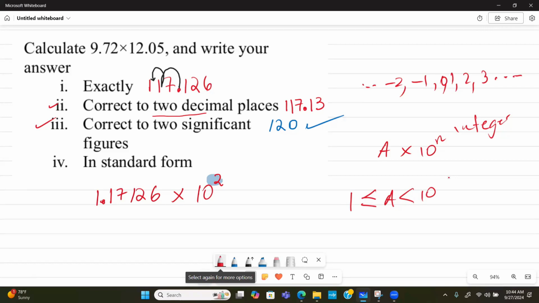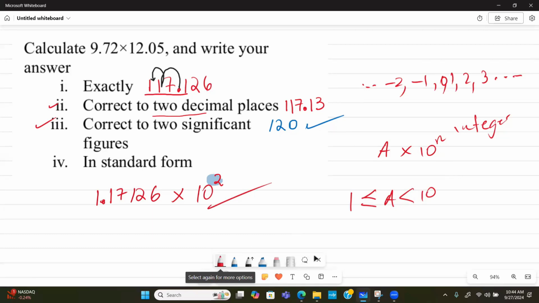Now, should my 2 be a positive or a negative? It is highly dependent on the original figure, all right? Because this figure in the original problem is 117, that means it's greater than or equal to 1. It must be a positive power. Other people may say if you move your decimal point to the left, it's a positive power as well. So whatever works for you, you use it. So the answer is 1.17126 times 10 raised to the power of 2.